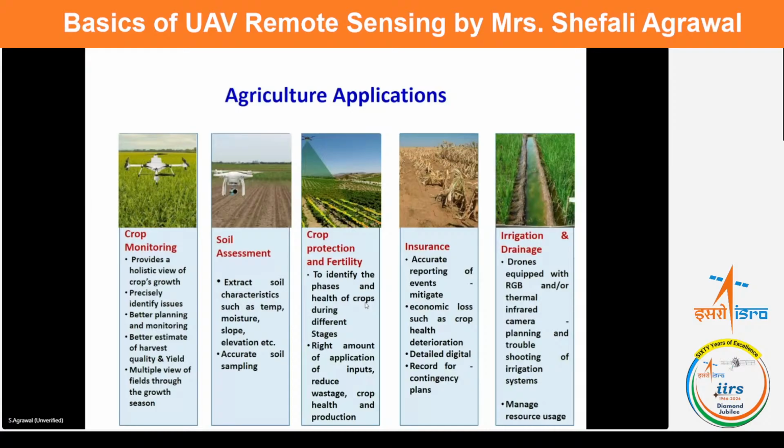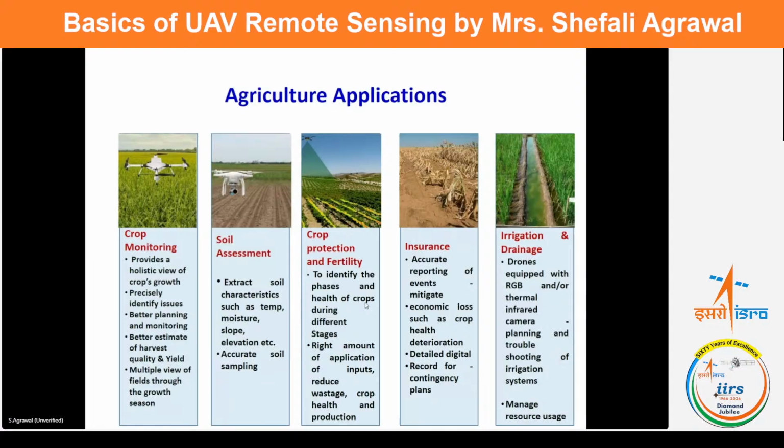And in the case of agriculture, as I said, drones have a very vital role to play, and it's been a game changer in the field of agriculture, with applications spanning crop insurance, crop monitoring, soil assessment, crop protection, fertility management, irrigation and drainage. By providing timely, accurate and cost-effective data, drones support decision making, which enhances productivity, reduces risk, and promotes sustainable farming.